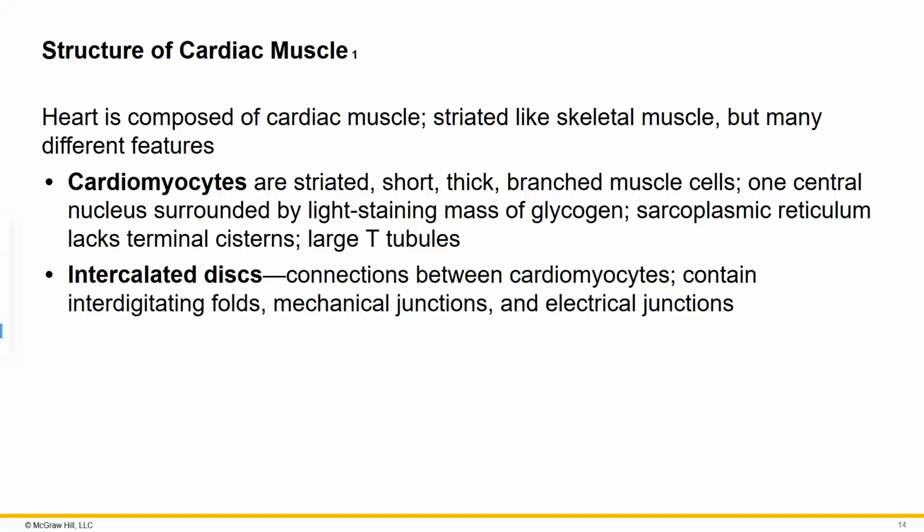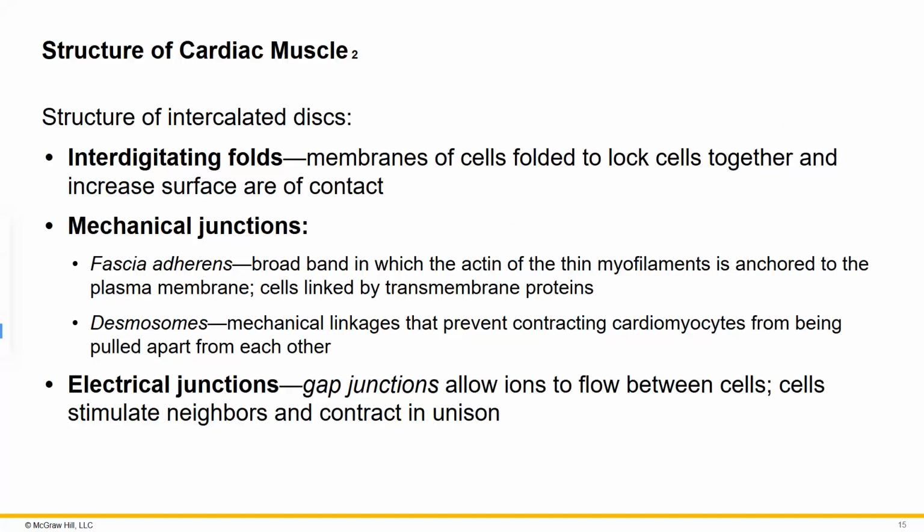Intercalated discs are the connections between cardiomyocytes, and they contain interdigitating folds, mechanical junctions, and electrical junctions. Interdigitating folds are membranes of cells folded to lock cells together and increase the surface area of contact. Mechanical junctions: fascia adherens, a broad band in which the actin of the thin myofilaments is anchored to the plasma membrane, with cells linked by transmembrane proteins. And then desmosomes, the mechanical linkages that prevent contracting cardiomyocytes from being pulled apart from each other.